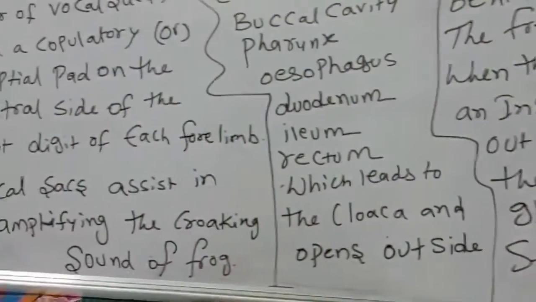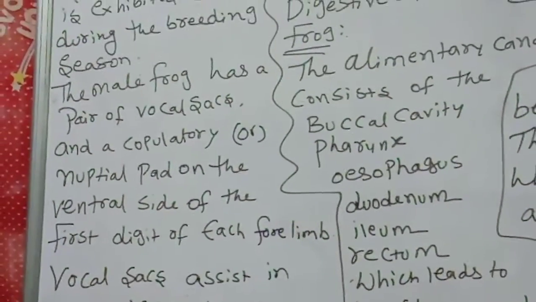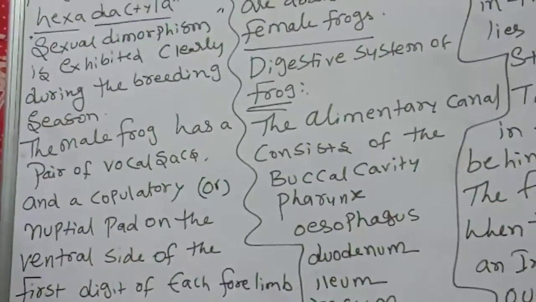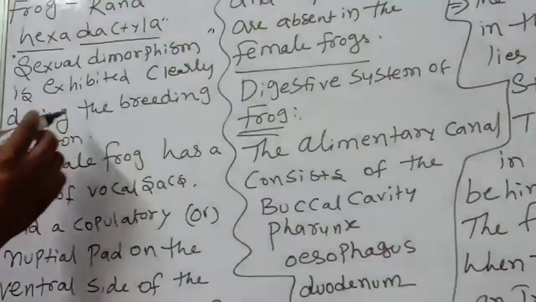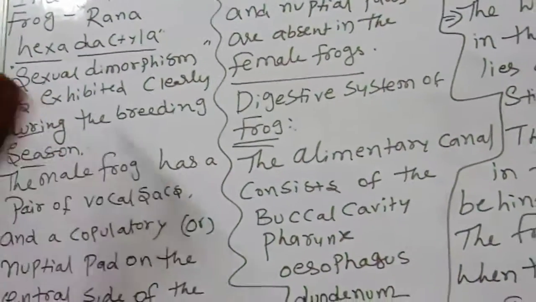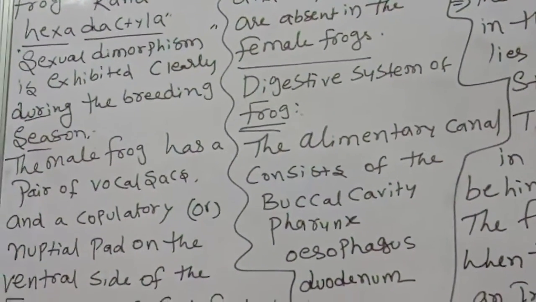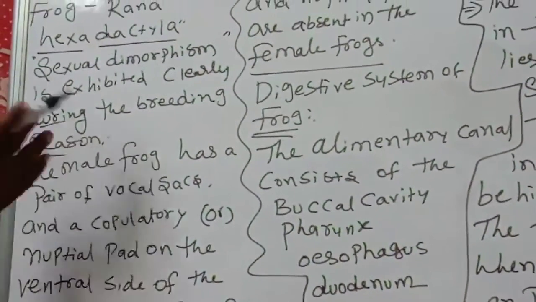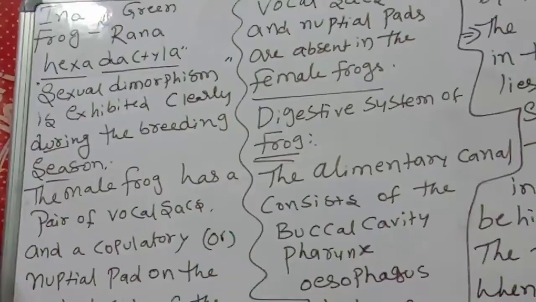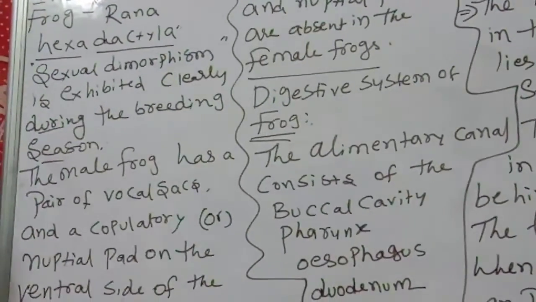Okay children, observe very carefully. The Indian green frog, Rana hexadactyla, shows sexual dimorphism clearly during the breeding season. Sexual dimorphism means what? Male frog is separate, female frog is separate. Especially in the breeding season, they will show sexual dimorphism.